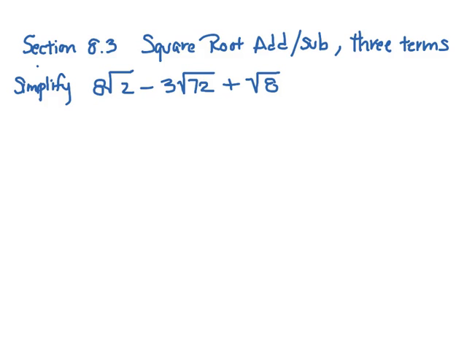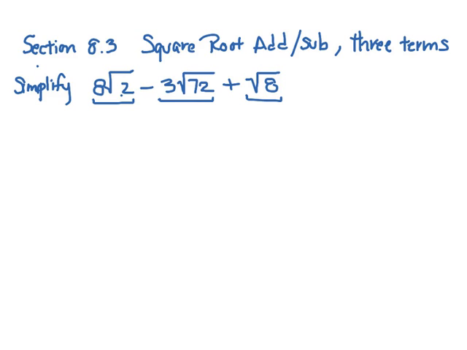Now we're going to take a look at adding and subtracting square roots with three terms. Okay, so again, it's very similar to what we have to do with two terms. We still have to look at our radical parts and see whether or not they're the same. In this case, they're not the same. We have three terms. And if I look in this radical, I have the square root of 2.